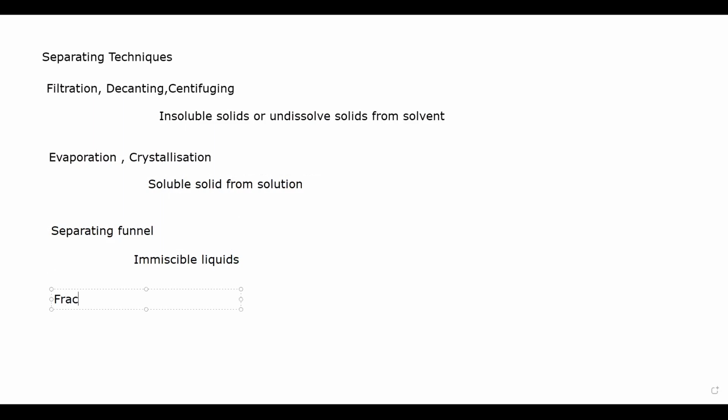Fractional distillation. In fractional distillation, if we want to separate two or more miscible liquids from each other, the liquids which mix with each other, we can use fractional distillation, or it can be used for a mixture of gases. The reason is that we can easily convert the gas into liquid and carry out the fractional distillation. So if you have a mixture of gases or a mixture of liquids, we can use fractional distillation.